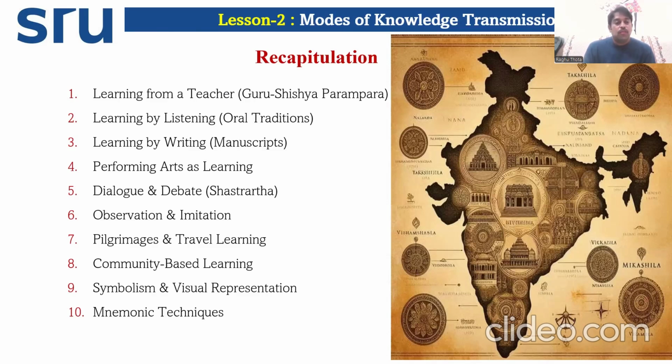And the fourth one, performing arts as learning. The dance forms, singing, songs. So different arts were used to convey important information to groups of people in ancient times. Many dance forms originated in ancient times, and through them they conveyed valuable information to people, because rather than reading information from books, if you witness it in the form of an art, it can be remembered for a long time. That was a strategy and technique our ancestors believed in.